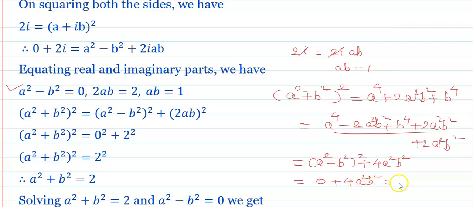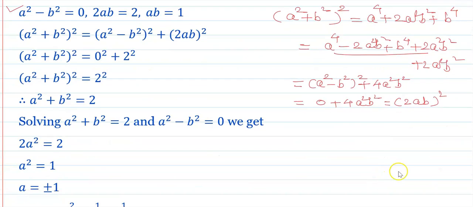The value of 4a square b square can be written as 2ab whole square. But the value of 2ab is 2. 2ab ची value किती? तर 2, and therefore here is 2 square. Therefore you will get here a square plus b square whole square is equals to 2 square, and therefore a square plus b square is equals to 2.